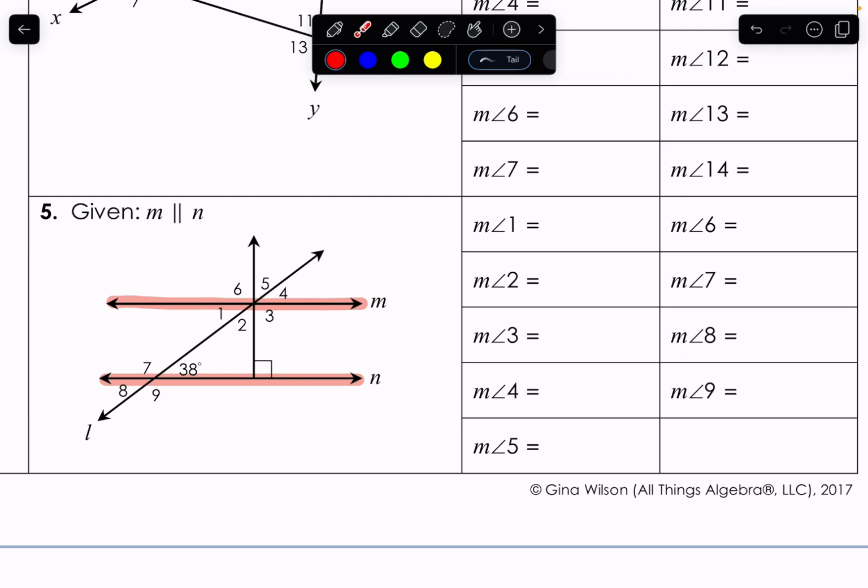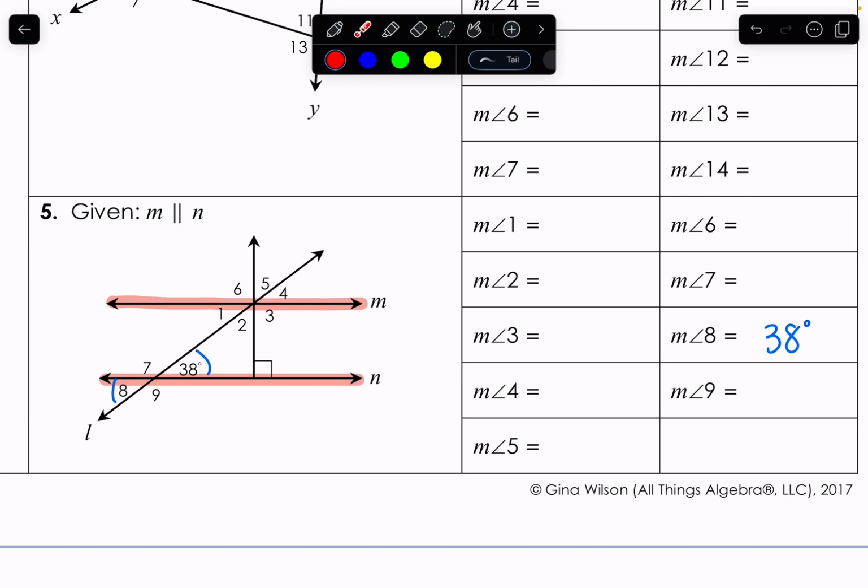So I know 2 of the angle measurements. I know that this one's 38 and that this one is 90. I'm going to start over here with the 38. Vertical angles I always look for first. Vertical to 38 degrees is angle 8. Remember, vertical angles are equal to each other, so that means angle 8 is 38 degrees.